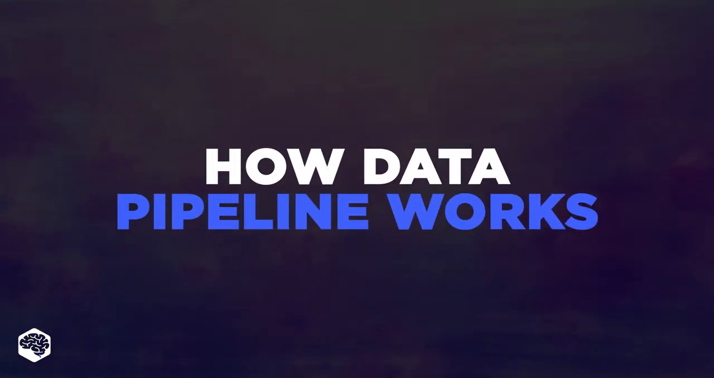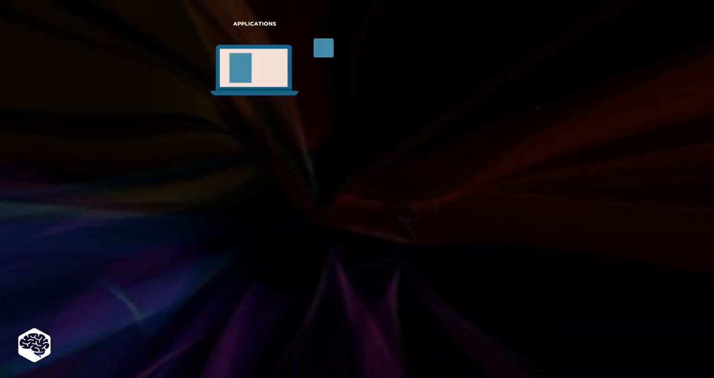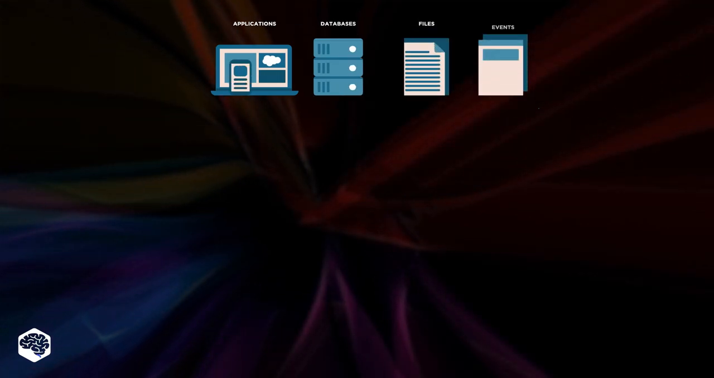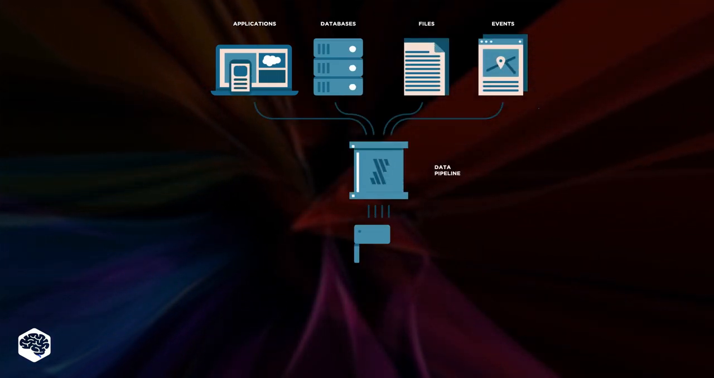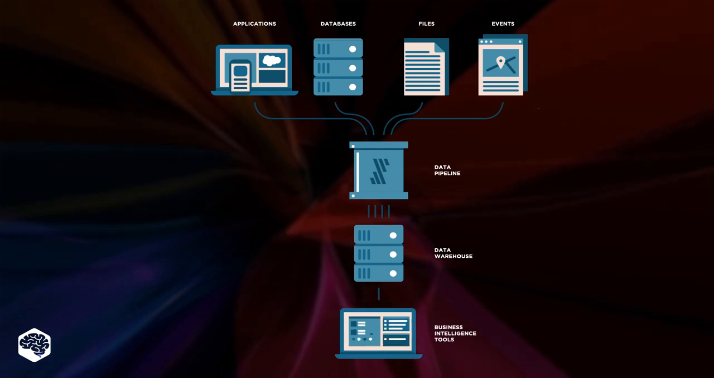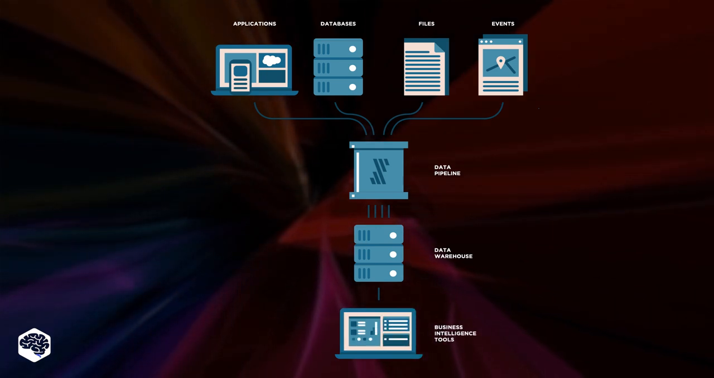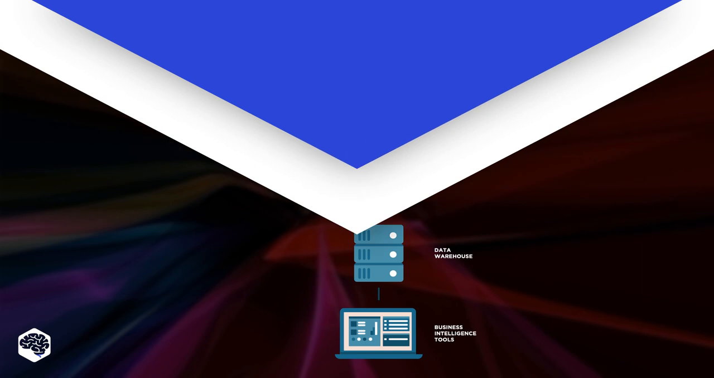And how does a data pipeline work? The raw, unstructured data is located at the beginning of the pipeline. Then it passes a series of steps, and each of them transforms the data. Watch further to review these steps in more detail.